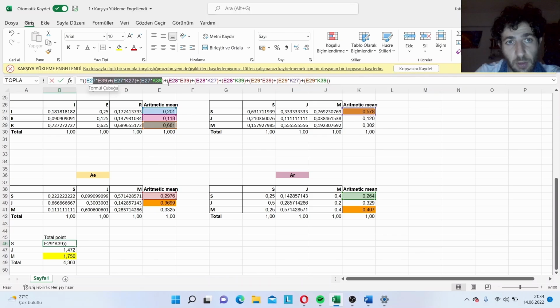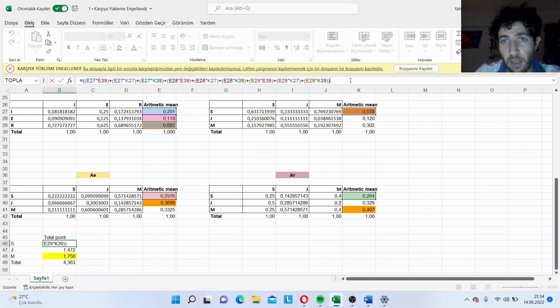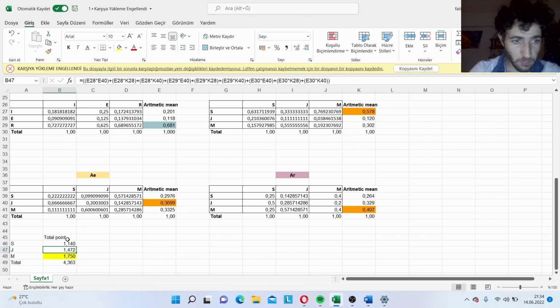All the values are here, and our total values, now you see it here, 1.14, and the same process for Jane and Maisa's names, and the best option is the biggest one, so that's Maisa. We need to hire Maisa for the job.